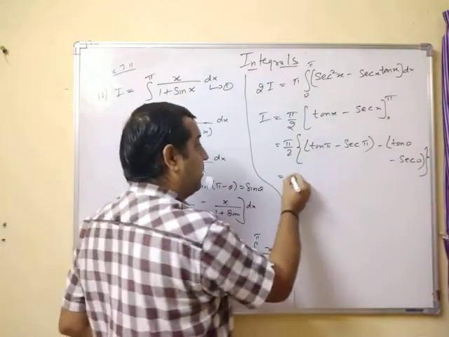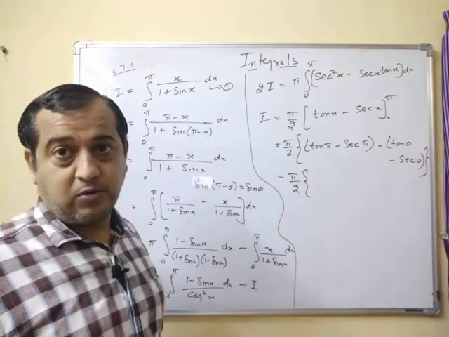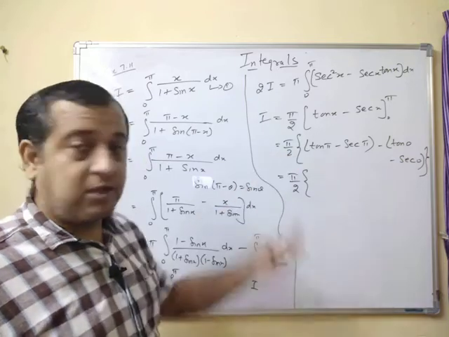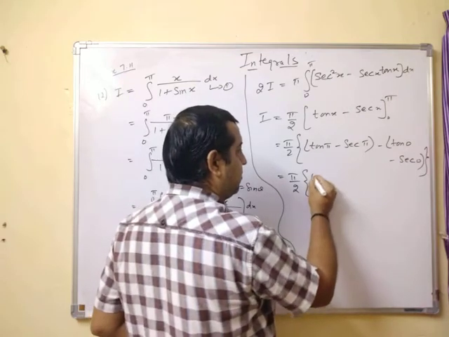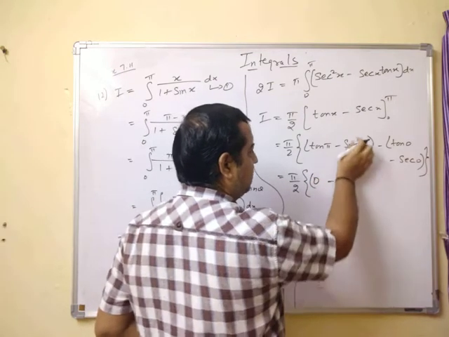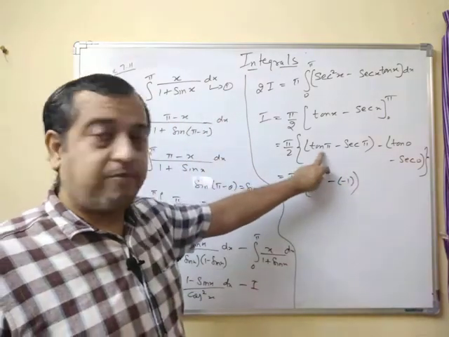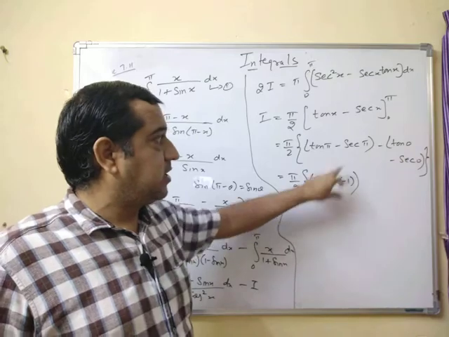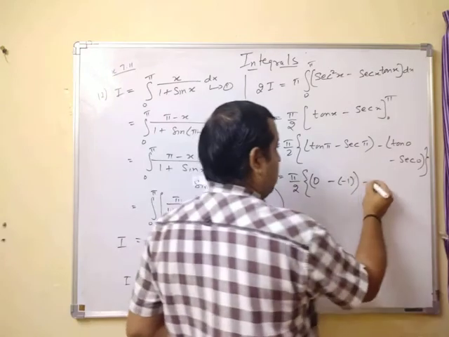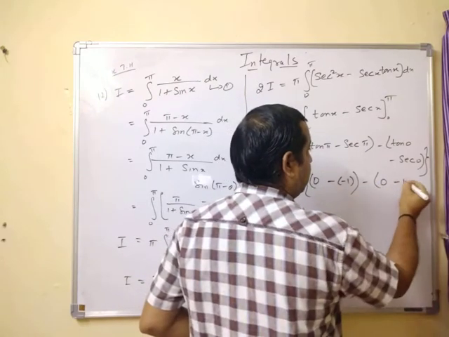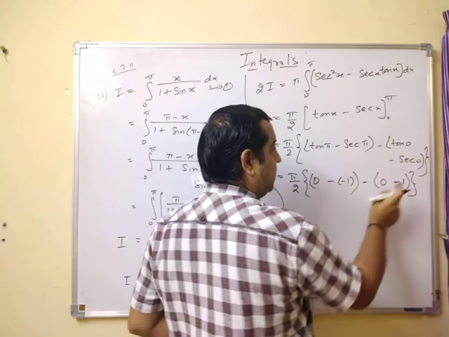Now if you remember these values, tan pi, sec pi, tan 0, sec 0, then it is okay. If you forgot these values and substitute the wrong values, your answer will be wrong. Tan of pi is 0. Sec of pi is minus 1. So tan of pi is 0, this minus sign, and sec of pi value is minus 1. So you get minus of minus 1. Minus tan of 0 is 0 and sec of 0 is 1.